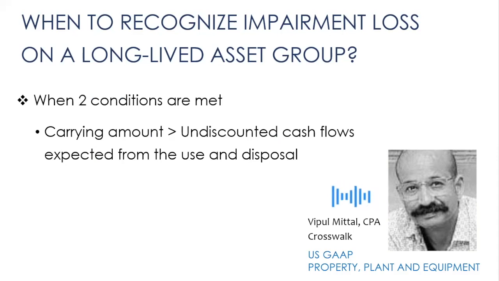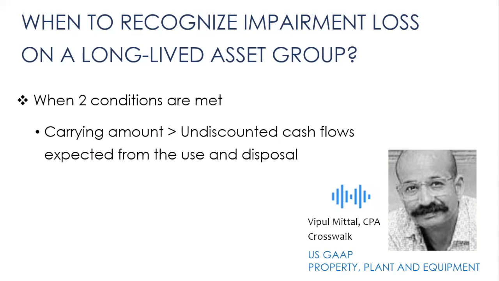So you are going to use that group of assets for some time, and after that you will sell that asset group. What cash flows will you generate? Do not discount those. For example, if you expect to use an asset group for the next 6 years, what cash flows do you expect from using that asset group for the next 6 years? And after 6 years, you will sell that asset group. What cash do you expect to generate from the sale?